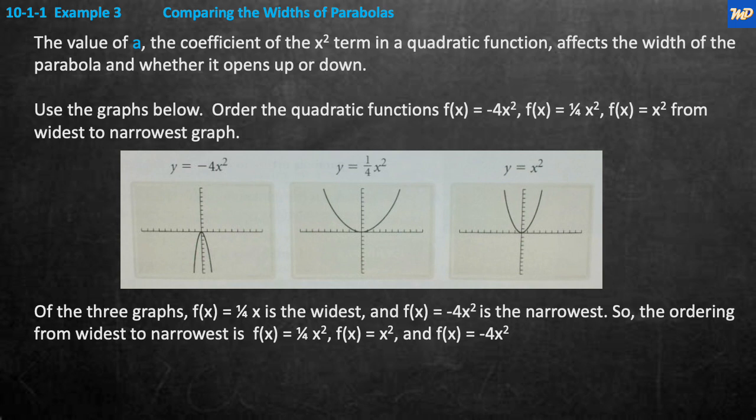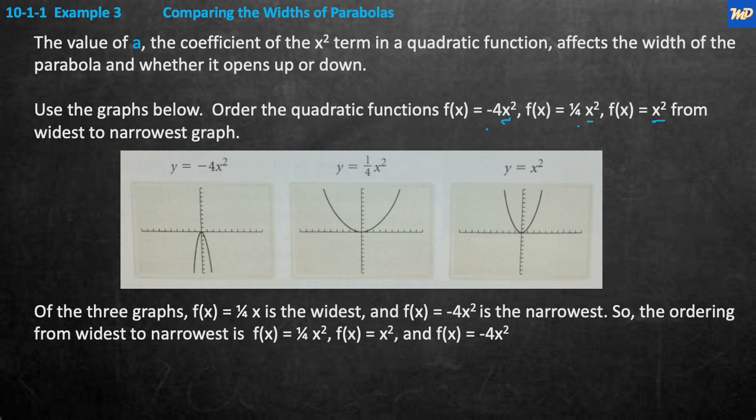The graphs below: order the quadratic functions f of x equals -4x squared, f of x equals 1/4 x squared, and f of x equals x squared from widest to narrowest. So you can see basically it's the same function, x squared. This is 1x squared. This is 1/4 x squared. And this one here happens to be -4x squared.